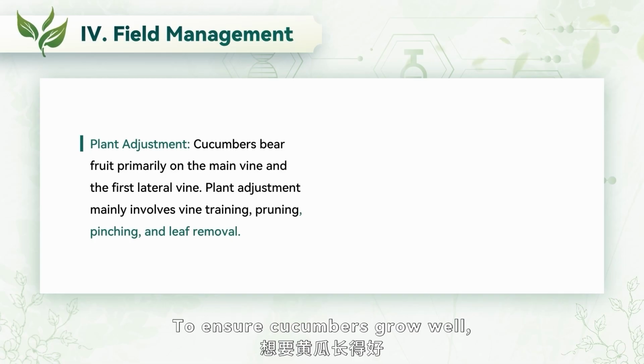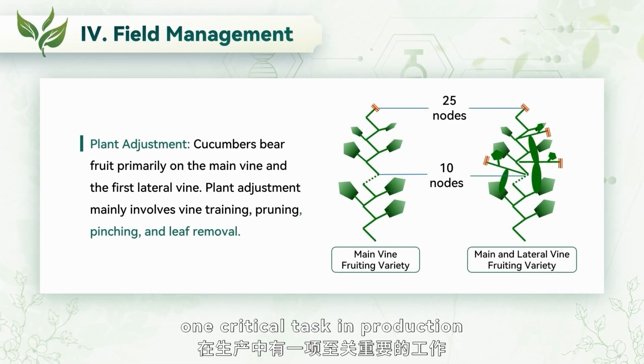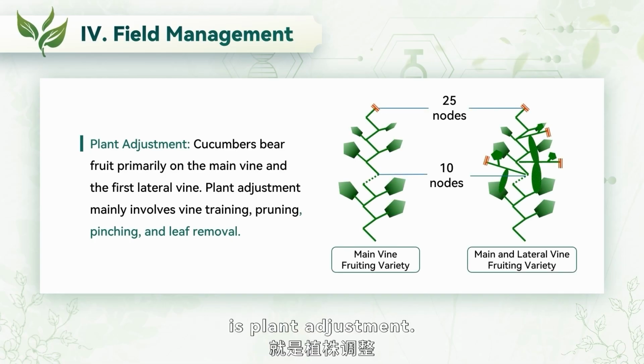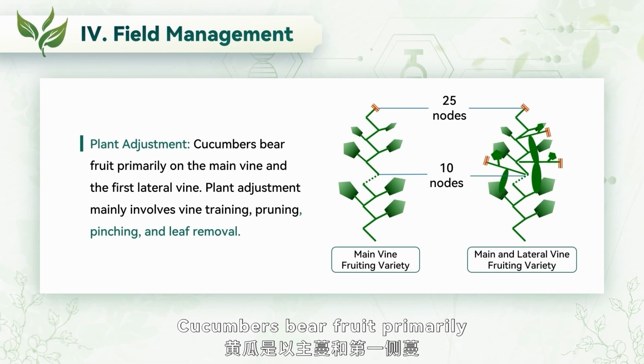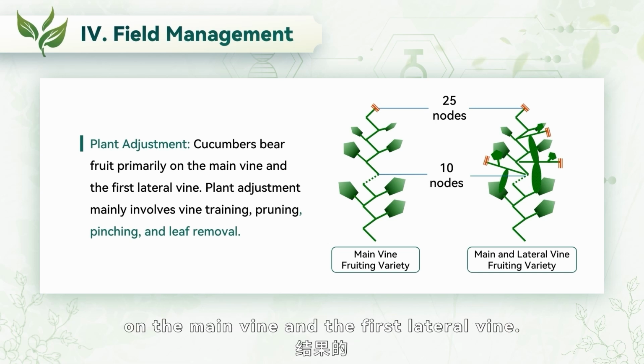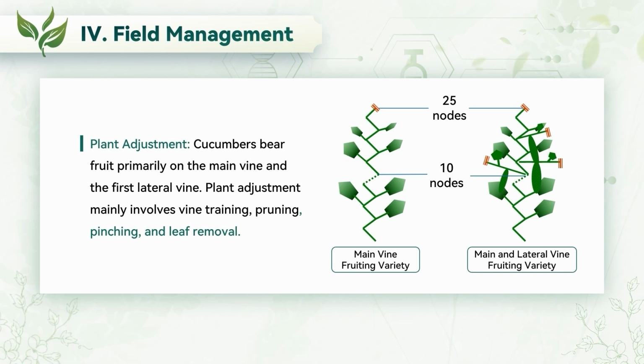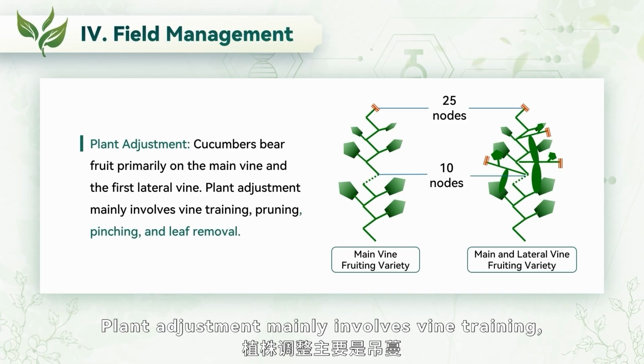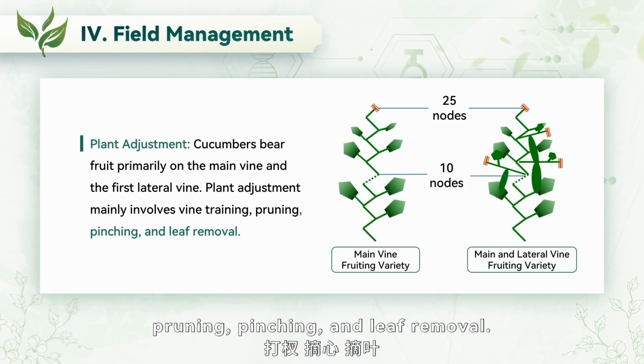To ensure cucumbers grow well, one critical task in production is plant adjustment. Cucumbers bear fruit primarily on the main vine and the first lateral vine. Plant adjustment mainly involves vine training, pruning, pinching, and leaf removal.